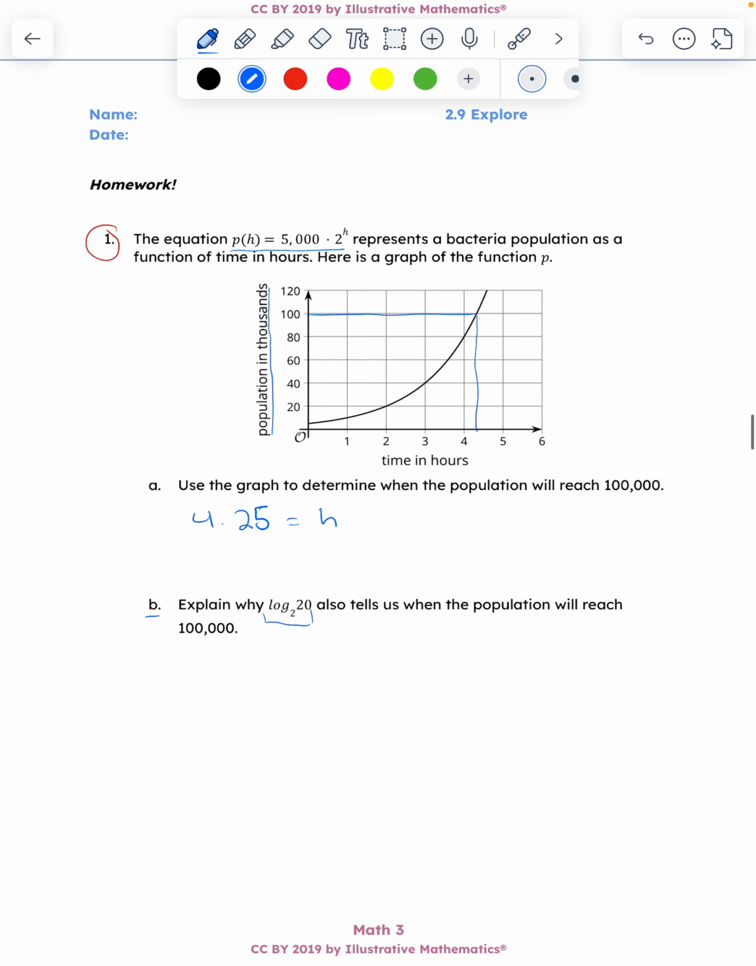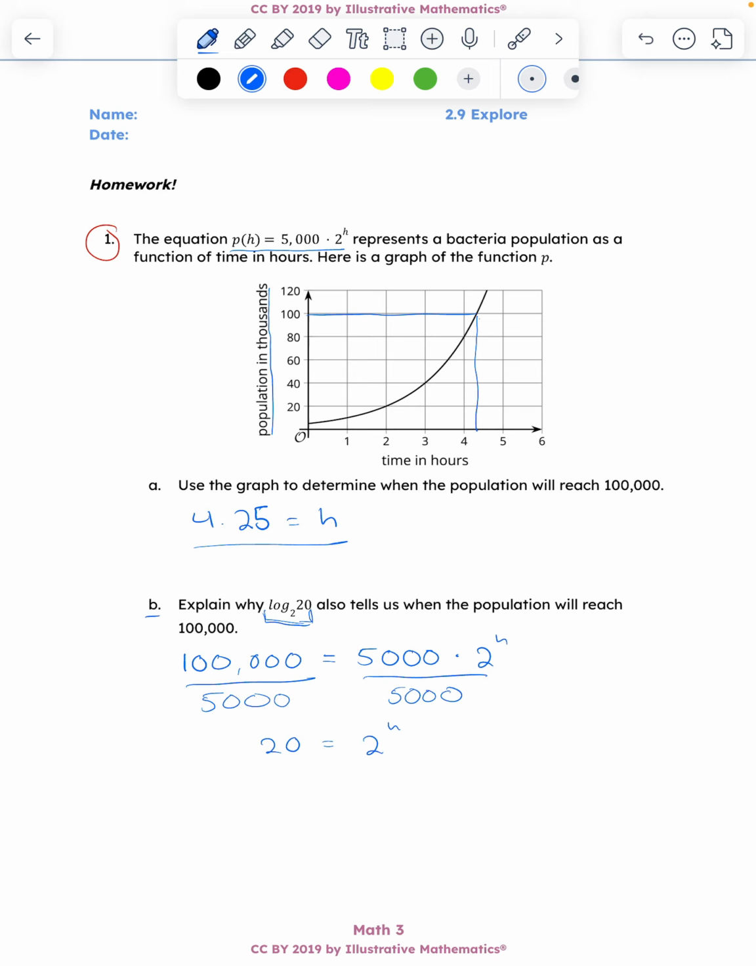So I'm going to set P of H equal to 100,000. And I know that equals my starting value, 5,000 times 2 to the H. If I can solve for H, I should be able to find log base 2 of 20, and it should be close to my original H that I found here. So first step, divide both sides by 5,000, which gives me 20 is 2 to the H.